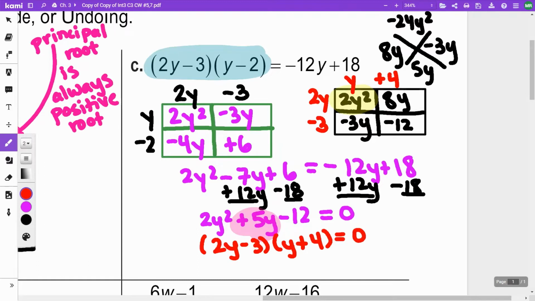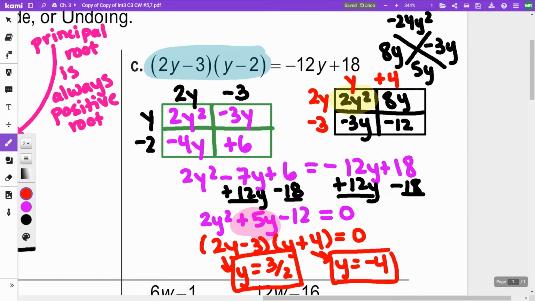And then I set both of these parentheses to 0. When I do here, I'm going to get a 3/2. When I set this to 0 and work it out, I get a negative 4. And those are our two answers.